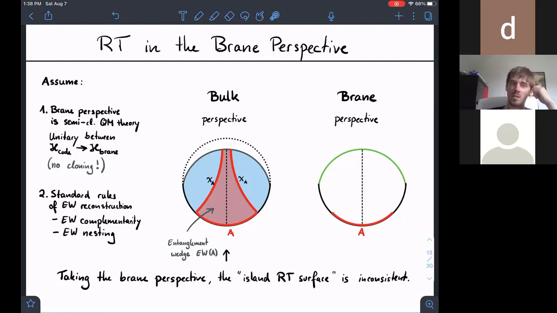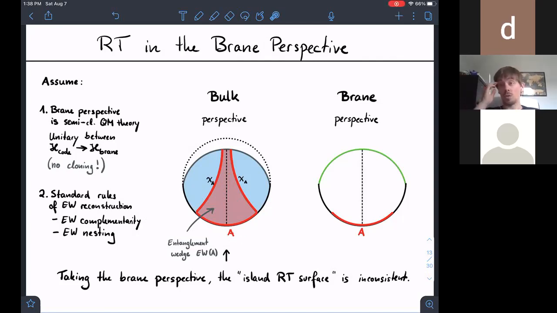Now, the reason I need this is essentially that I want to avoid cloning. So we're used to this from standard AdS/CFT, that information in the boundary is encoded in the bulk in a particular way, and it's not cloned. And I want to maintain the same thing when going from the bulk to the brane perspective. And then secondly, I want to use some standard rules of what's called entanglement wedge reconstruction. What entanglement wedge reconstruction tells you is that the bulk quantum state in the entanglement wedge, which is this red shaded region here, the region enclosed by A and the corresponding RT surface, the information about the quantum states in this entanglement wedge can be reconstructed in the boundary from region A.